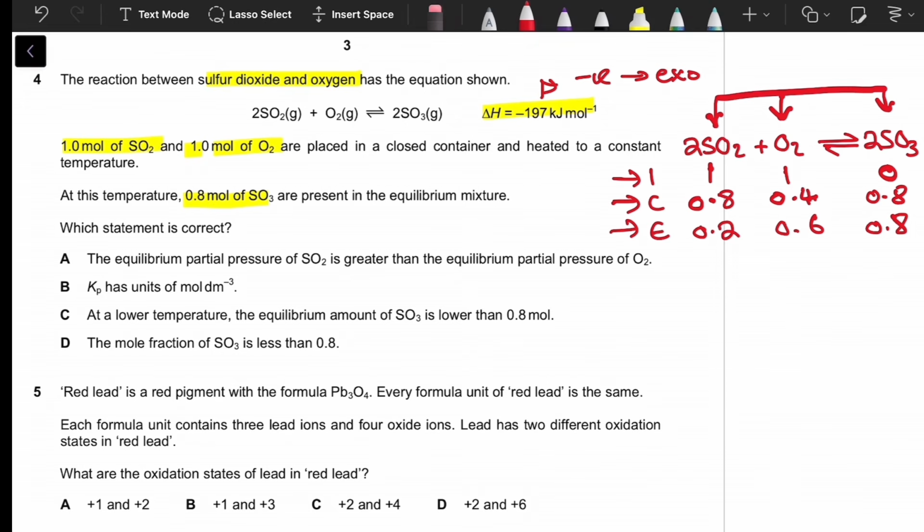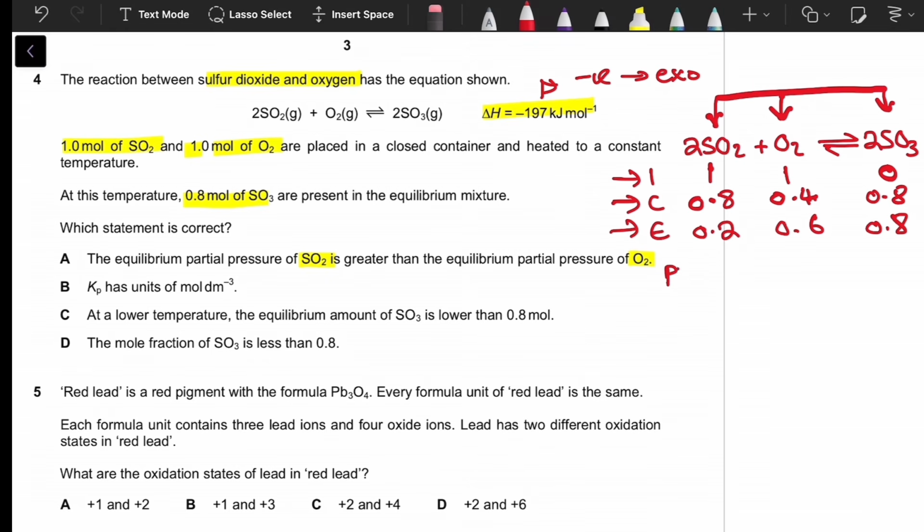Now we can take a look at our statements to see which one is correct. So option number A states that the partial pressure of sulfur dioxide is greater than the partial pressure of oxygen at equilibrium.